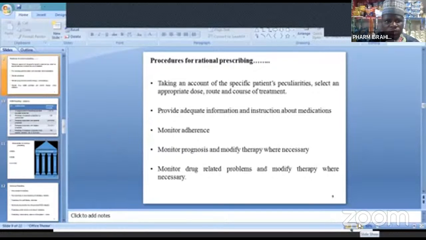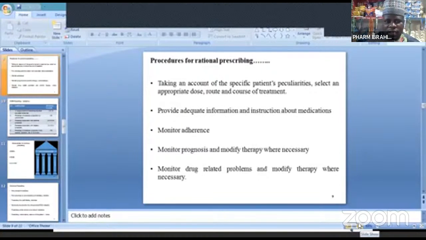Okay, I'm on providing adequate information and instruction about medications, then monitoring adherence, particularly for chronic conditions. Sometimes when the patient comes back for refill, you can ask certain questions to assess the extent of adherence by the patient. Then monitor prognosis and modify therapy where necessary. When the defined therapeutic goals are not achieved, you can make modifications to the therapeutic settings. Then monitor drug-related problems like adverse drug reactions and modify therapy where necessary.